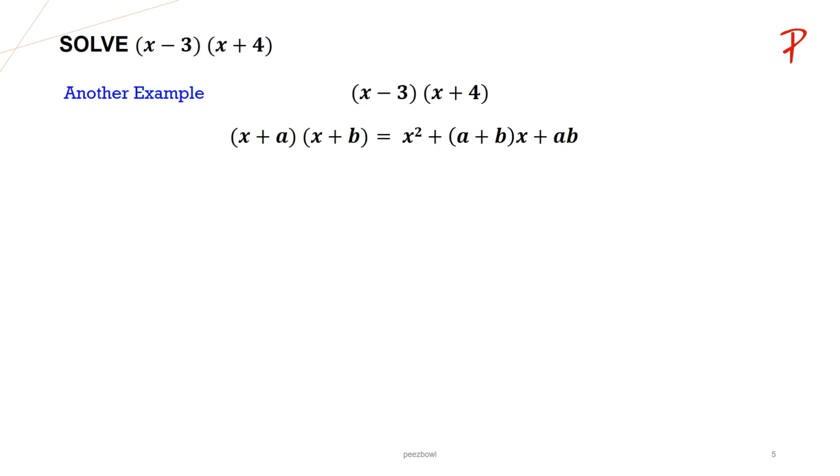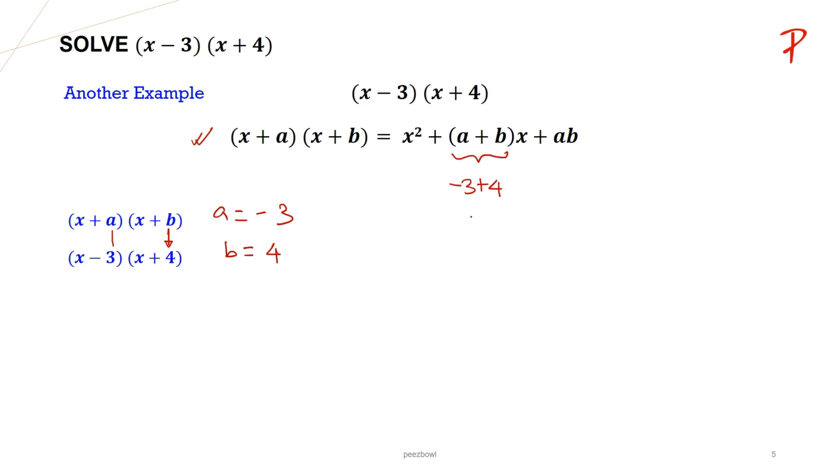Let us take another example. Here we need to find out (x - 3) multiplied by (x + 4), right? And this is the expression we have. Remember to use the same formula. Here a is equal to minus 3 and b is equal to 4, right? So a + b will be minus 3 + 4, that is 1, okay? And after that I have to write x, so it is going to be 1x. Because this value is positive, I will write plus 1x, right?